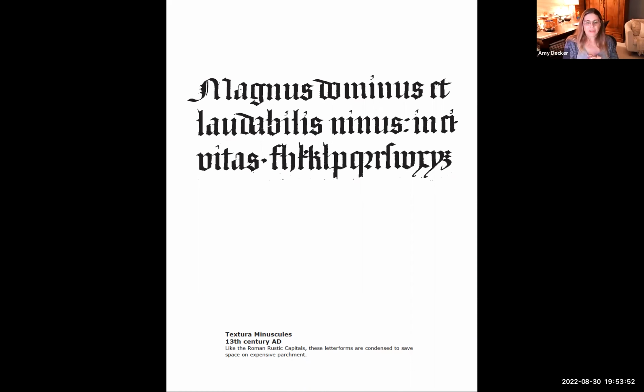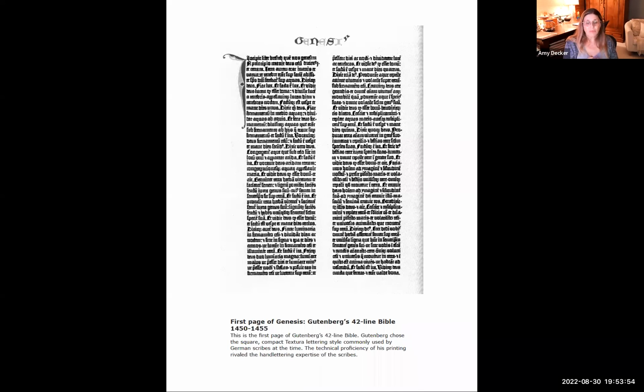The first page of Genesis in Gutenberg's 42-line Bible uses textura as the lettering style he made for his metal movable type. So we are now at 1450, and up until this point, all books were being handwritten by scribes, taking 4 to 5 months. Gutenberg comes along and designs the first metal letters for the Roman Latin alphabet using textura as the typeface.